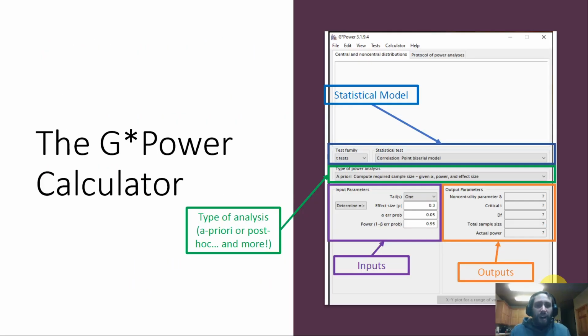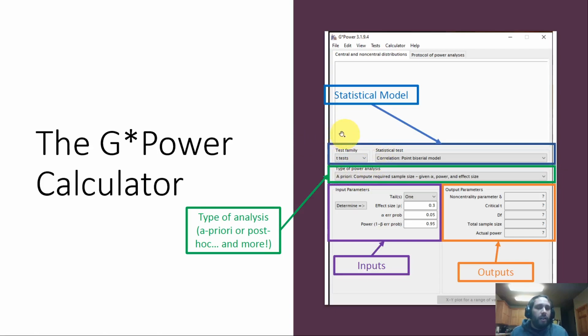So let's go ahead and just talk about what this G-Power calculator is. And we're going to split it up into different components here. So in blue here, you have your statistical model. If you're on your calculator right now, you'll see there's a test family and you can click on that. There's an F-test, there's a chi-square test, there's all sorts of different tests on there. We're going to be focusing on the t-test and the F-test today.